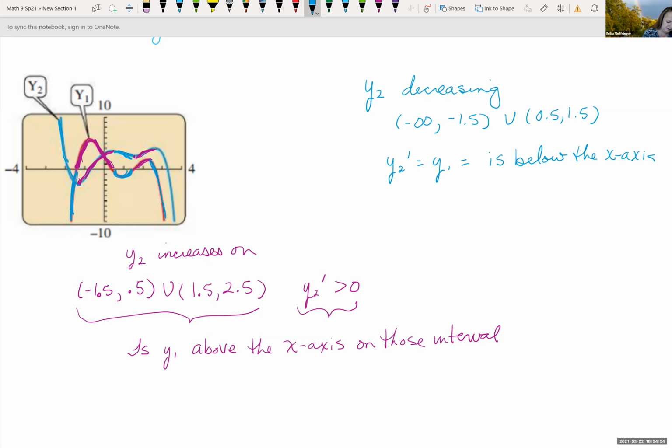And then y sub 2 is also decreasing here. I'm getting confused now about which one I'm looking at. So y sub 2 is decreasing here, so this should be below the x-axis the whole time. I don't know why it's not. Just pause. This is going to be below the x-axis there, this piece.